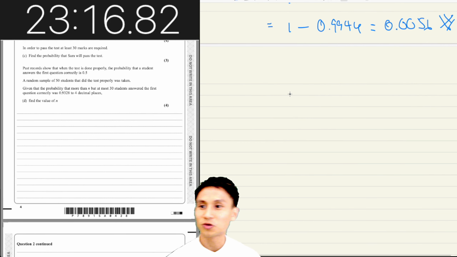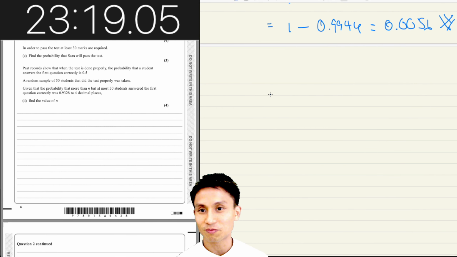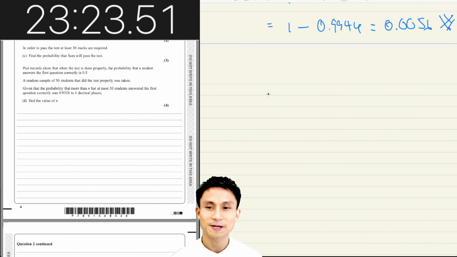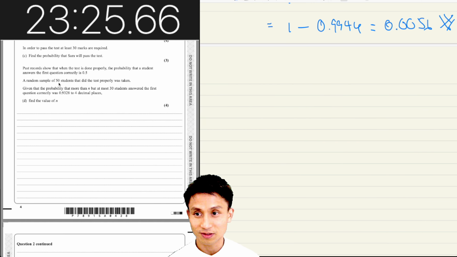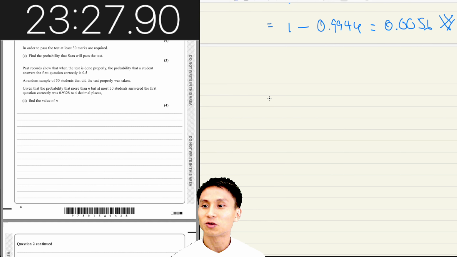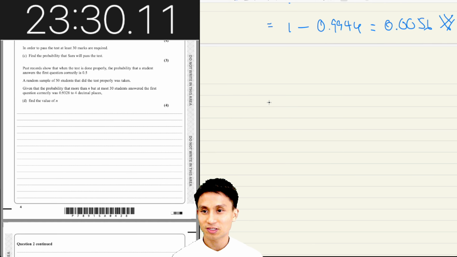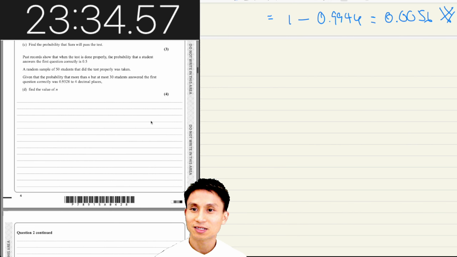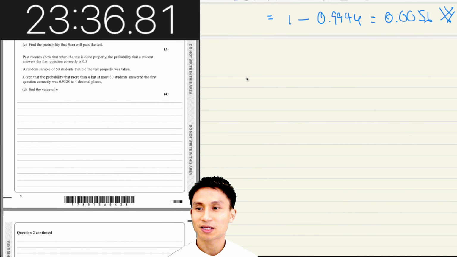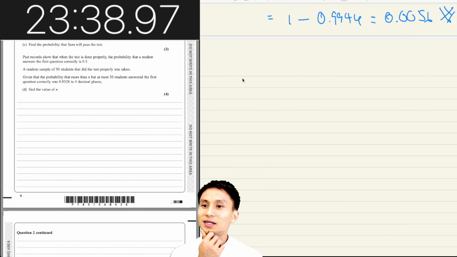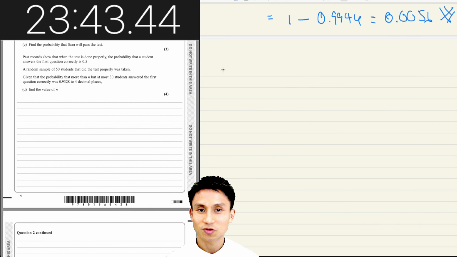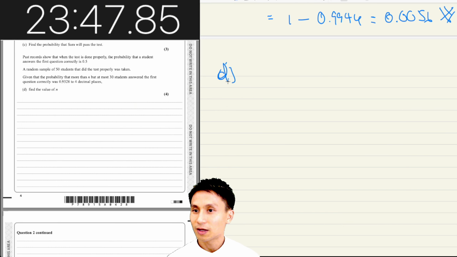Past records show that when the test is done properly, the probability that the student answers the first question correctly is 0.5. The first question, only the first question, right? Note that. A random sample of 50 students that did the test properly was taken, given that the probability that more than n, but okay, so this is part D now.